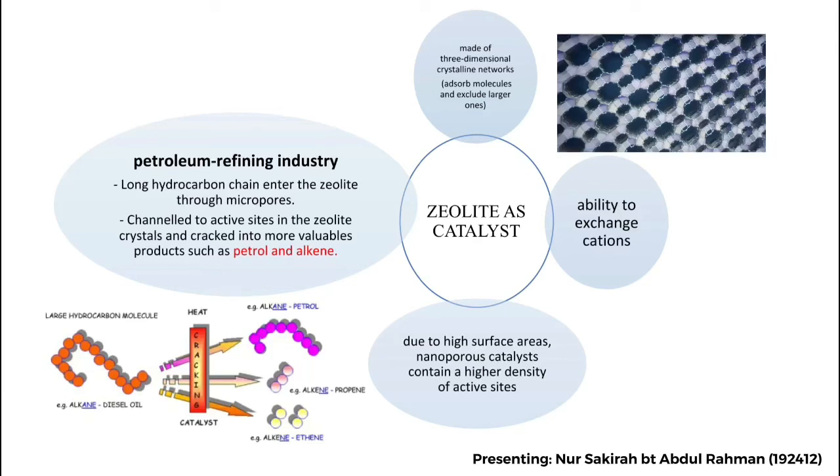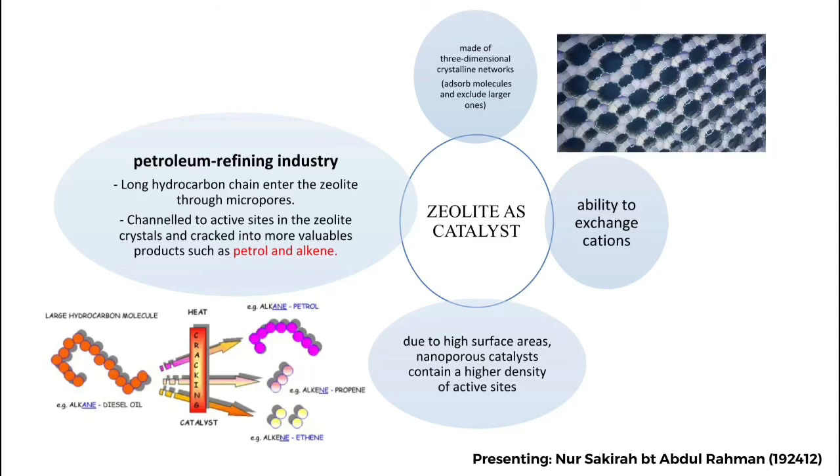It has millions of micropores. These micropores are like millions of tubes, where these tubes will trap atoms and molecules that enter the zeolite and let chemical reactions take place inside it. So that is some basic idea on how zeolite can work as a catalyst. Zeolite is made of a three-dimensional crystalline network where the pores themselves can absorb molecules and exclude larger ones. All these millions of micropores also have the ability to exchange cations, which makes zeolite work as a catalyst.